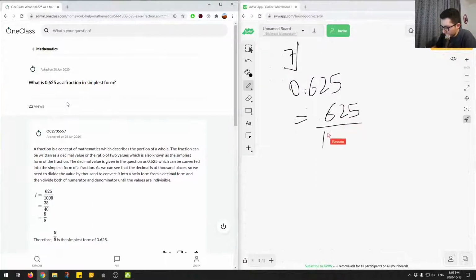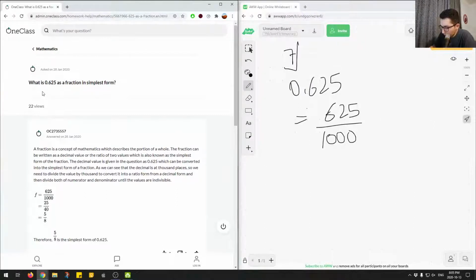625 over 1,000. So basically you count how many decimal places over, so 1, 2, 3, and then you know that there's 3 zeros in the bottom of the fraction, so we'd say 625 over 1,000. And then here we can divide by things that are divisible by 625 and 1,000.